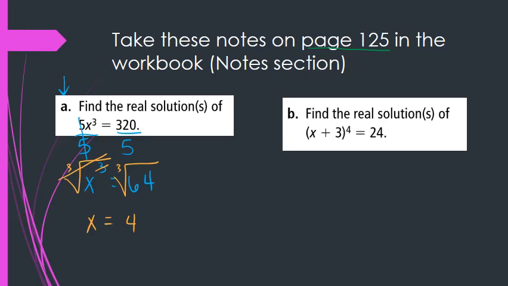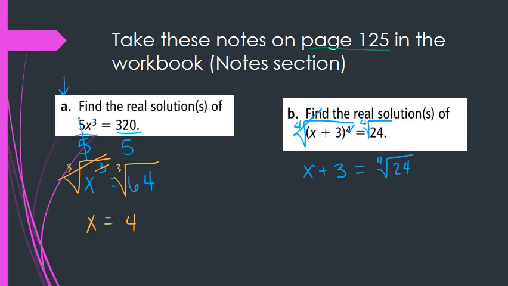Very simple. Okay, so the next one, you're welcome to pause the video and try it yourself first if you like. I think you'll learn a lot faster that way. But here, x plus 3 to the 4th is already isolated. So my only first step would be to 4th root both sides. So the 4 and the 4th root cancel out, and I'm left with x plus 3 equals the 4th root of 24.